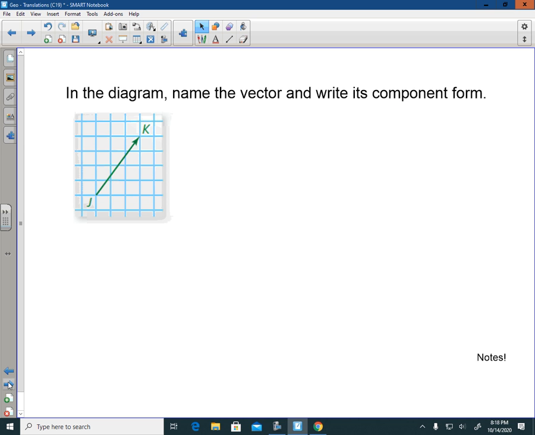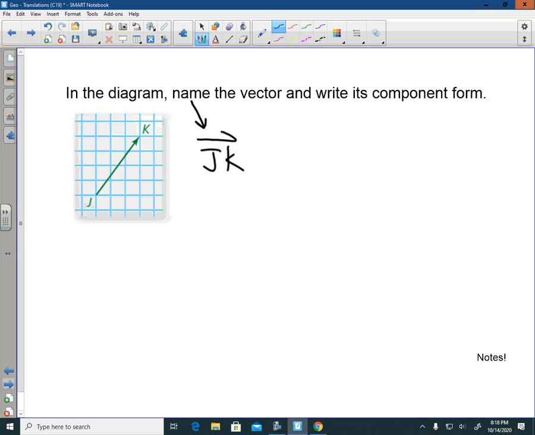All right, so in this diagram, name the vector and write its component form. So we're going to name this vector, and that's the easy part. We're going to write J and then K because the initial point is J, and the terminal point is K. But we're not done because we have to put the right symbol, and that correct symbol looks like the top part of an arrow. So that is the name of our vector.